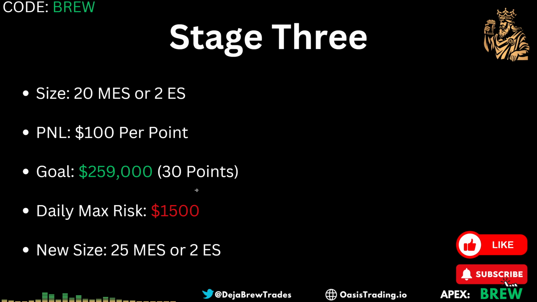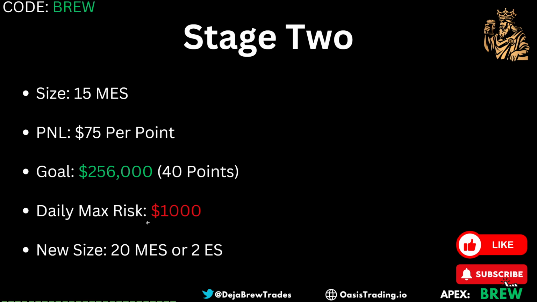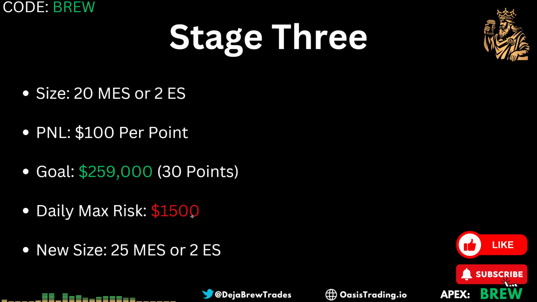So daily max risk, now we're going up a little bit. So speaking of that, the risk is going to be higher because you are sizing up. So you really need to be consistent with your trading here. So to give you a little bit more wiggle room, your daily max risk is going to go up to 1,500. So stage 1 and stage 2, $1,000 daily max. Stage 3, $1,500.